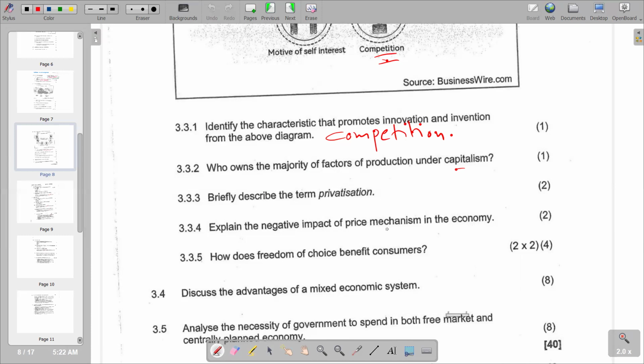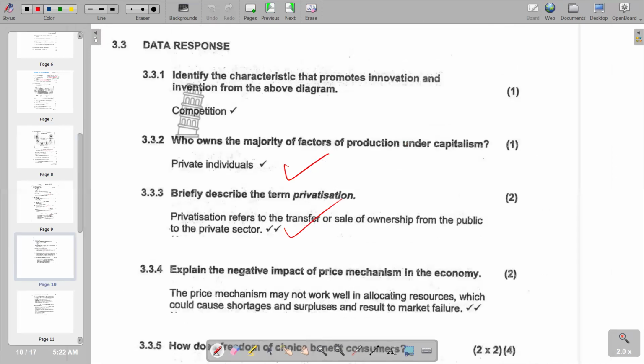Remember, the price mechanism is a mechanism whereby we don't have government intervention. So basically, that's what we have. We now go to the other section to see the explanation. It reads, the price mechanism may not work well in allocating resources, resulting in market failure. So finally, it will result in market failure if the price mechanism is left to prevail.